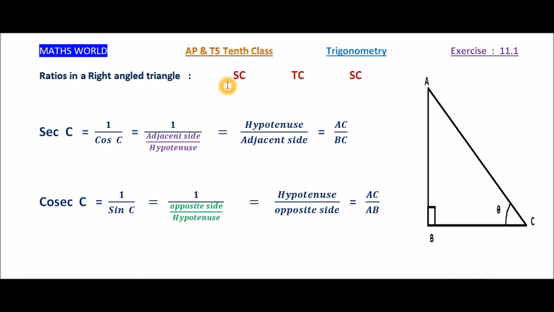So these are the ratios in a right angle triangle: sin theta, cos theta, tan theta, cot theta, secant theta and cosecant theta.